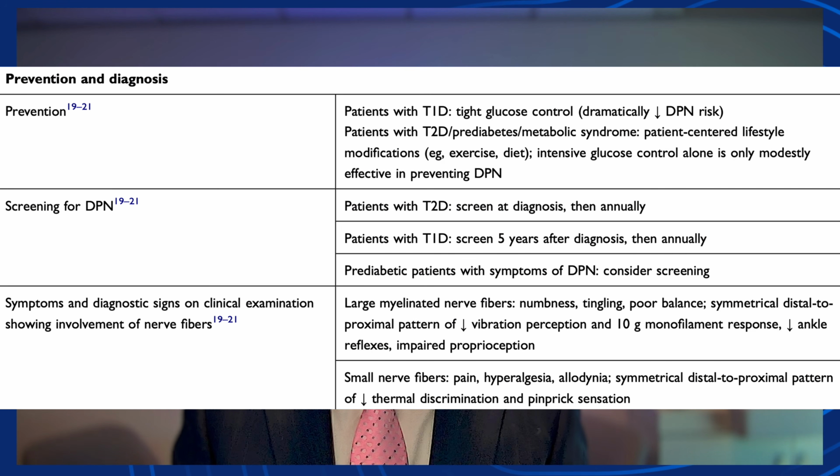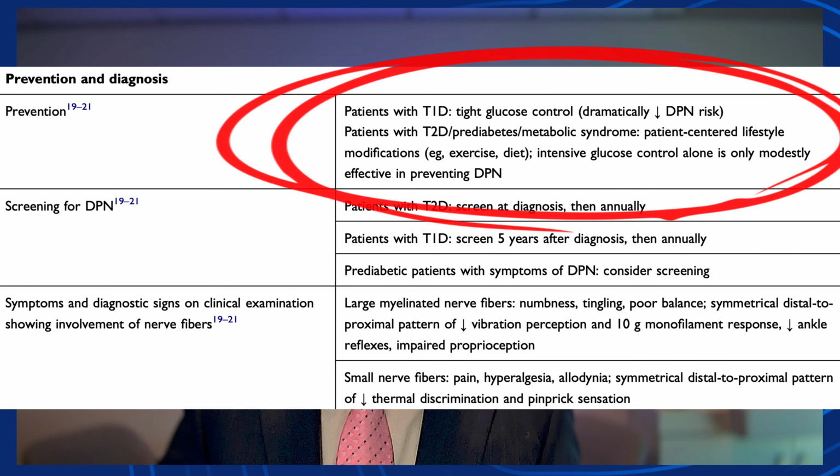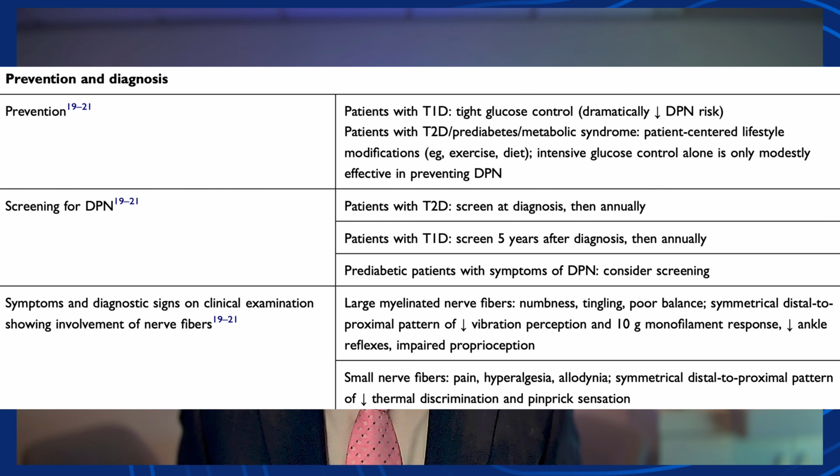Number one, prevention. If you've got type 1 diabetes, you've got to have really good what we call glycemic control. So you've got to have tight control of your sugars. If you've got type 2 diabetes, lifestyle changes can be very important. So exercise, weight control, diet modification can be very good, along with really tight sugar control as well.